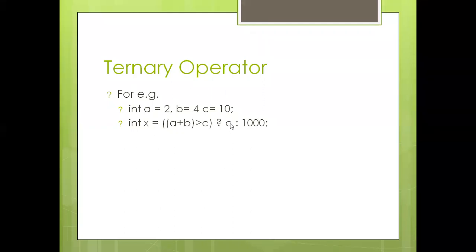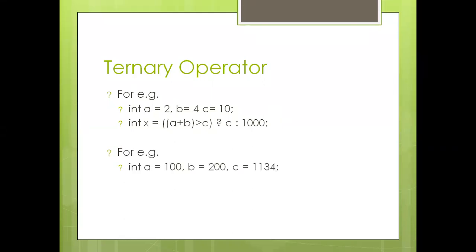Please do not get confused that sometimes you are writing C, sometimes A, sometimes B, sometimes 1000, 2000. Whatever you write in the first or the second expression, that expression is going to be executed, evaluated and stored in that variable. So here A plus B, 4 plus 2 will be 6. 6 greater than or equal to 10, the condition is false. False means this 1000, this expression 2, is going to be executed. So 1000 is going to be returned in X. So the value of X will be 1000.